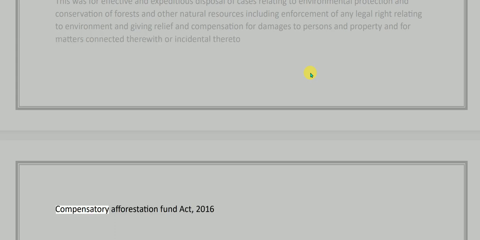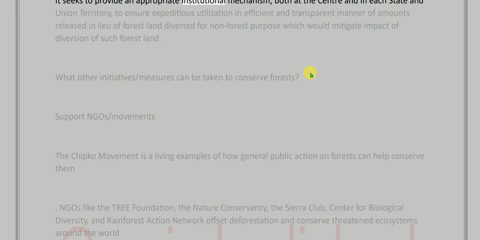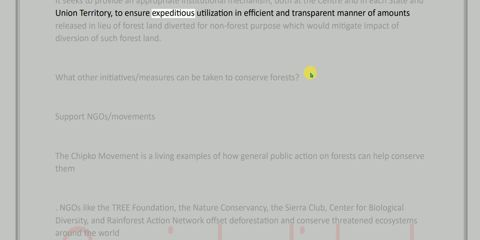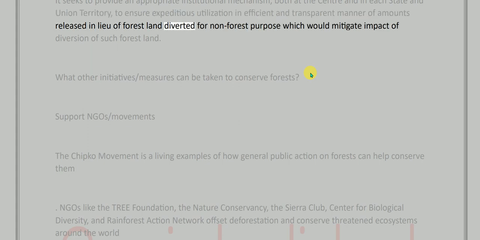Compensatory Afforestation Fund Act 2016. It seeks to provide an appropriate institutional mechanism, both at the center and in each state and union territory, to ensure expeditious utilization in efficient and transparent manner of amounts released in lieu of forest land diverted for non-forest purpose, which would mitigate impact of diversion of such forest land.